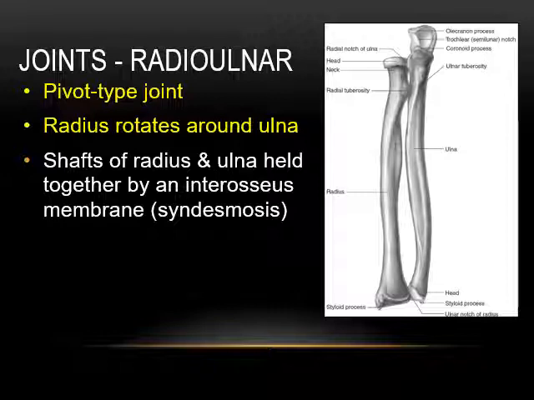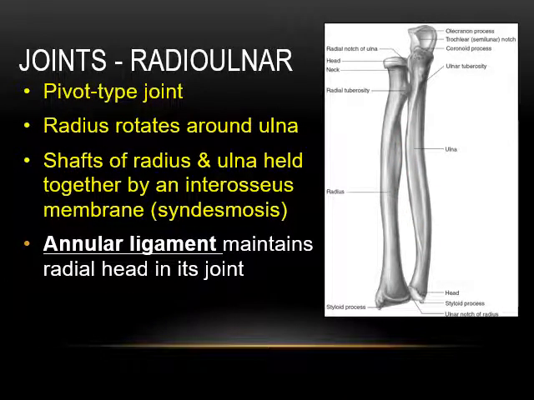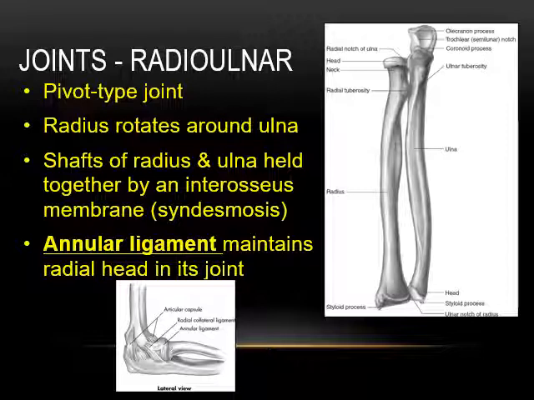The shafts of the radius and ulna are held together by what's called the interosseous membrane or syndesmosis. So it's basically a big, thick ligamentous structure in between the two bones. This space in between here is actually filled with ligamentous tissue. The annular ligament is going to maintain the head of the radius inside its joint. It's just that annular ligament that we had discussed previously that will work to maintain the stability at that joint.